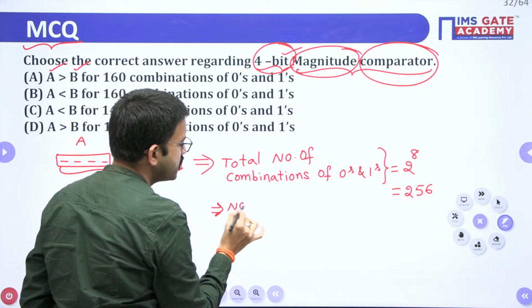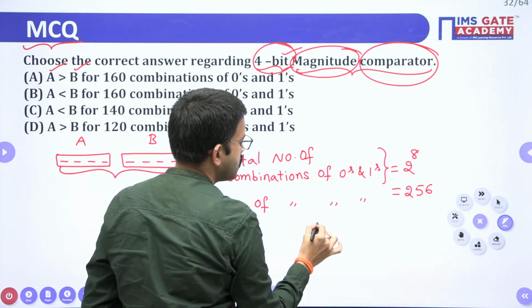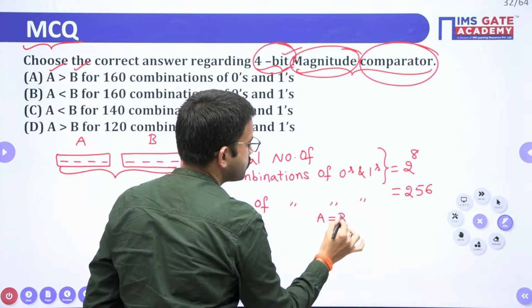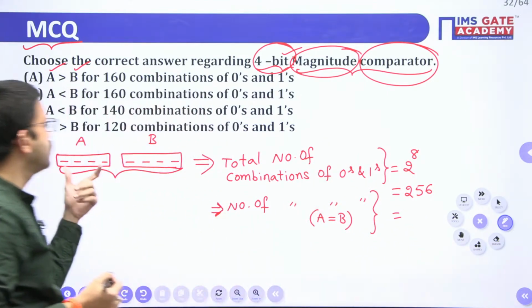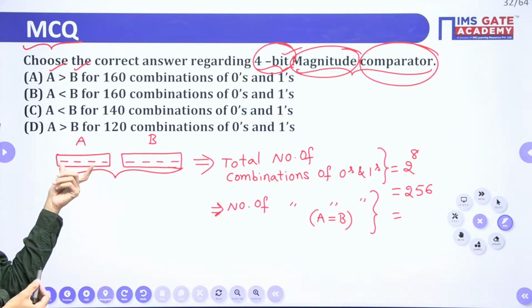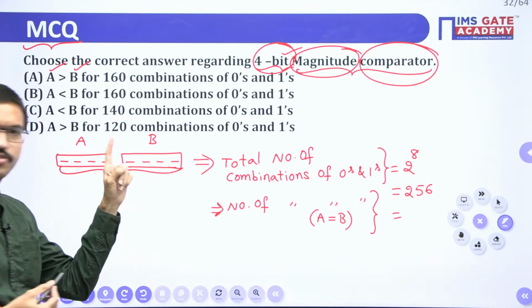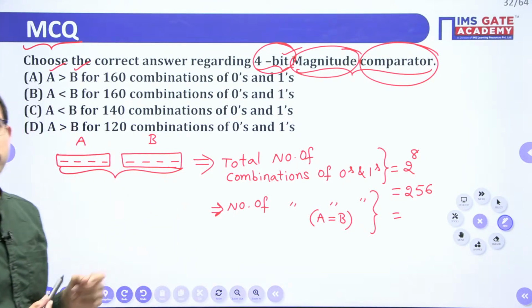Number of combinations of zeros and ones related to A equal to B. How many combinations do you have in order to get A and B both equal? I have discussed 2 combinations. If all the bits are 0 here, and also all the bits are 0 there, that is one combination. Here 0001, 0001. Like that. Yes, very good, Savik.